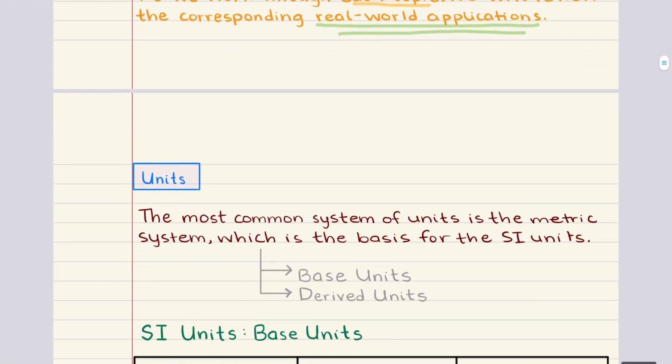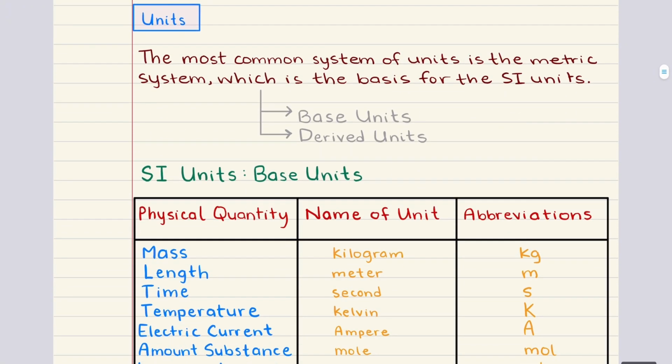So now we can move into our second objective, which is about units. The most common system of units we use in science is the metric system. And from this, the SI units are defined. SI units provide a consistent framework that scientists all over the world rely on. And this is especially important in thermodynamics, where precision in measurements and calculations is important.